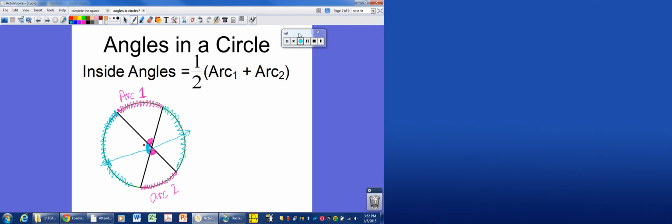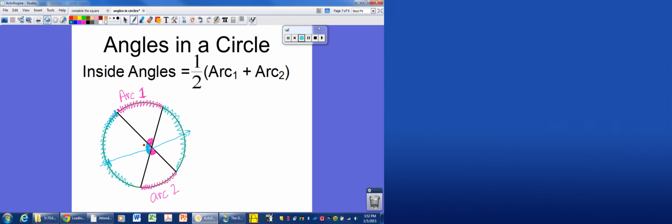So don't forget all of your simpler geometry that we've learned so far, and apply it now through circles with arcs and stuff. So we have central angles that are equal, inscribed angles that are half of the arc, and here we have an inside angle, which is the average of your two arcs. We're talking about two arcs here, so we have an average.